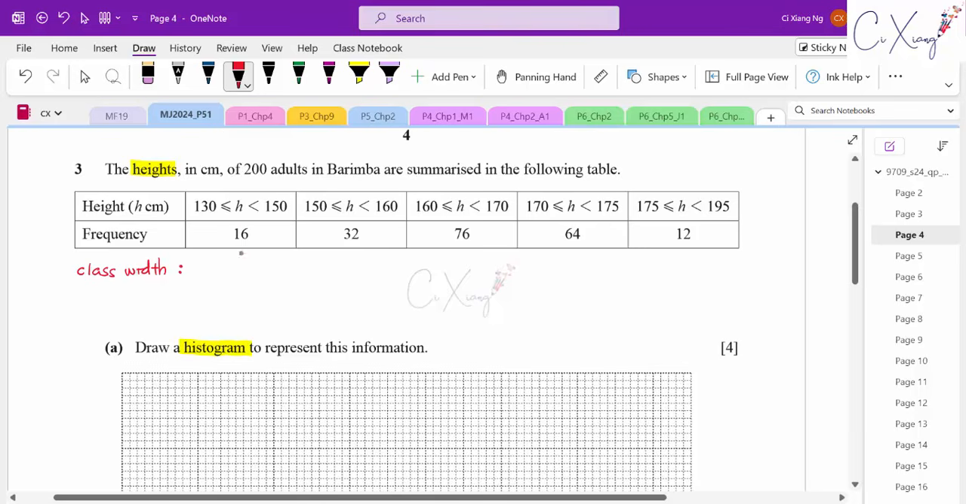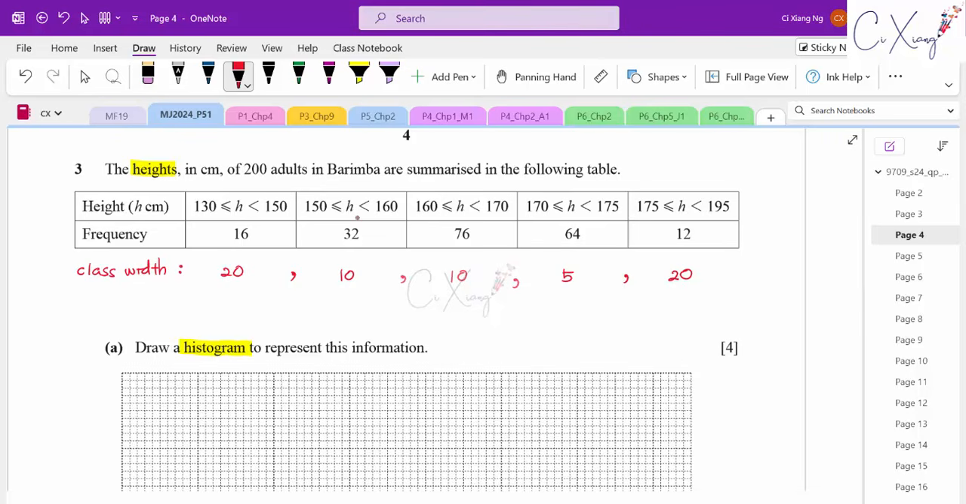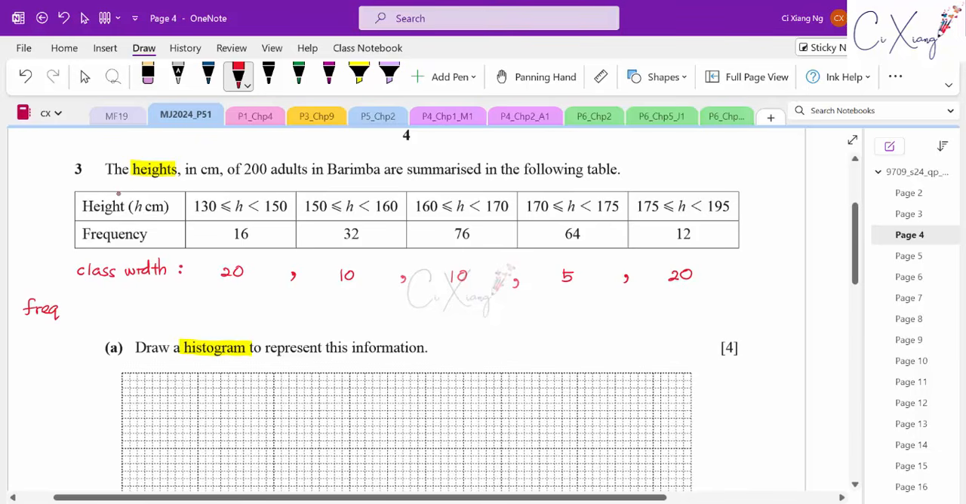Okay, so for the first class, like what I told you just now, 130 to 150, so the class width is 20. For the second class, okay, the class is from 150 to 160, so the class width is 10. And so on, okay? So the third class is 10, the fourth class is 5, then the sixth class is 20. So very obvious that we are having unequal width. Therefore, when we want to draw this, we are going to draw an unequal width histogram. For an unequal width histogram, the x-axis is the height, and the y-axis should be frequency density. So I need to find out frequency density first. Frequency density.